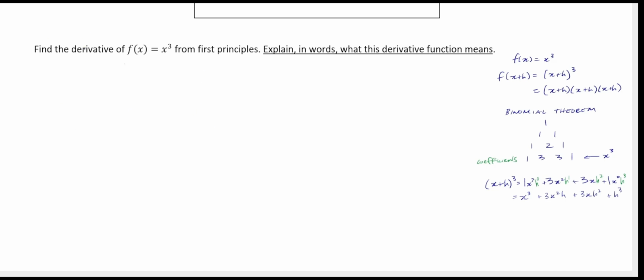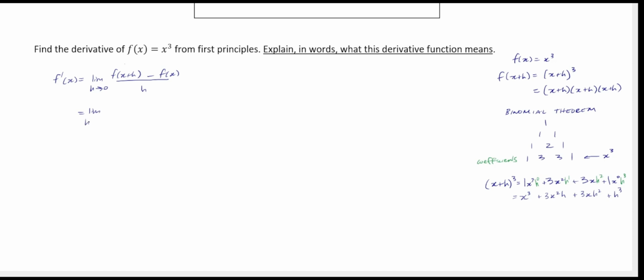So if I'm finding the derivative function from first principles, then I need to find f prime at x is equal to the limit as h approaches 0 of f at x plus h minus f at x, all over h.